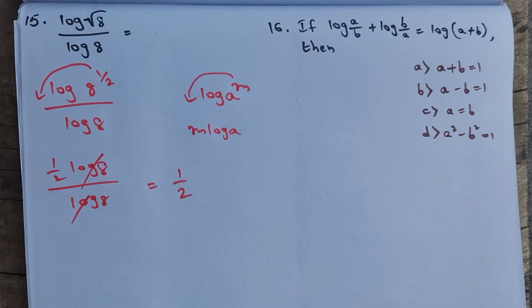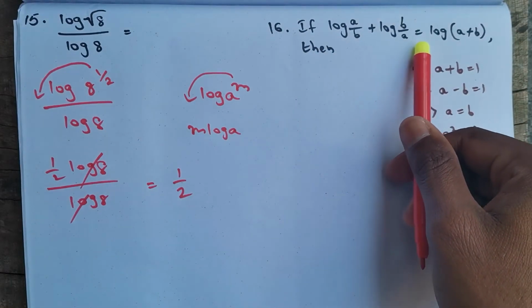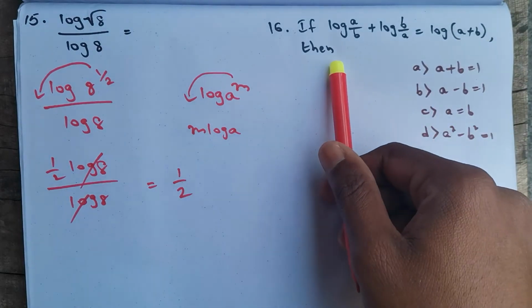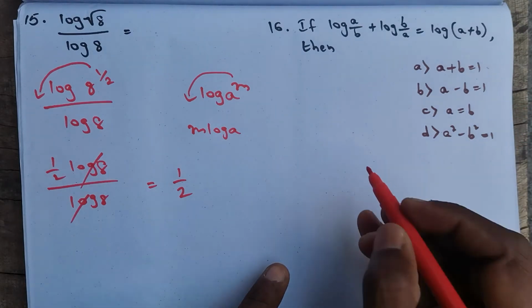Next, check the 16th question. If log a by b plus log b by a is equals to log of a plus b, then which of the correct one? a plus b equals to 1, a minus b equals to 1, a equals to b, and a square minus b square equals to 1. Let us check it out once.